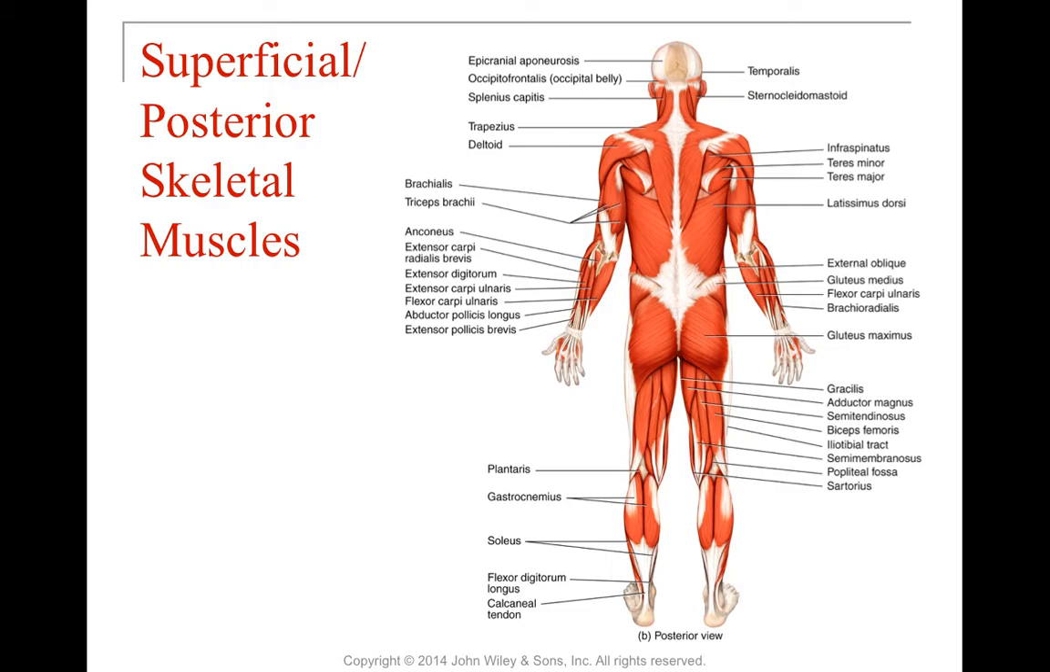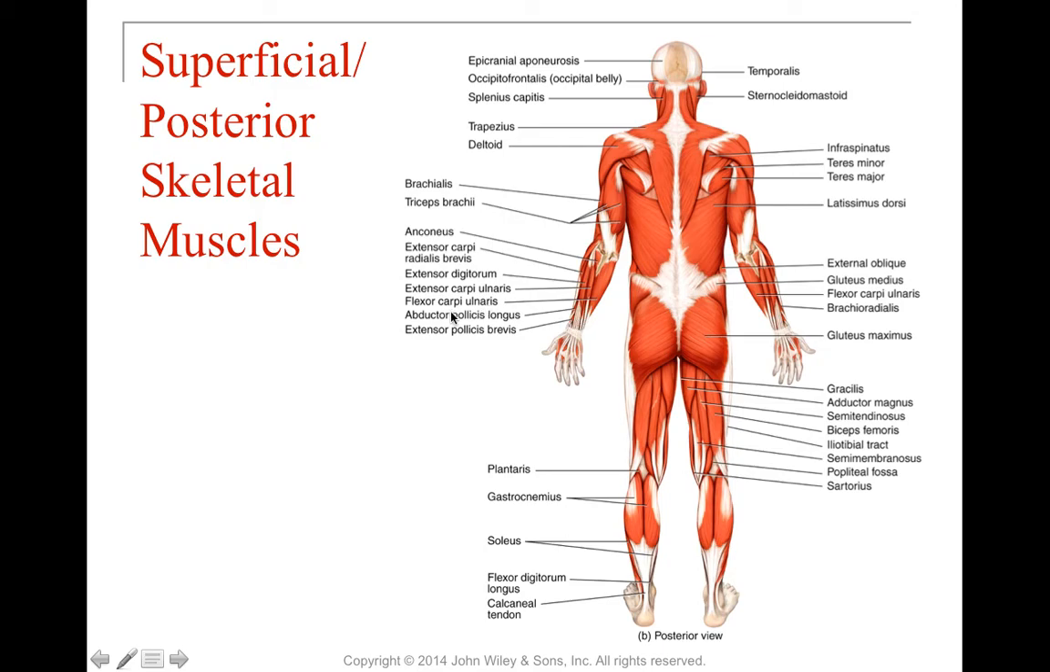We also have the anconeus, which runs right along the back of the elbow, and you can only see some of it because it's going to be underneath the extensor carpi radialis brevis, which is out here on the outside, and again, it does exactly what you think. It extends the carpus. The extensor digitorum is going to allow you to extend your digits. The extensor carpi ulnaris is going to allow extension on the ulnar side, right? So the ulna is going to run underneath that in terms of your bone structure.